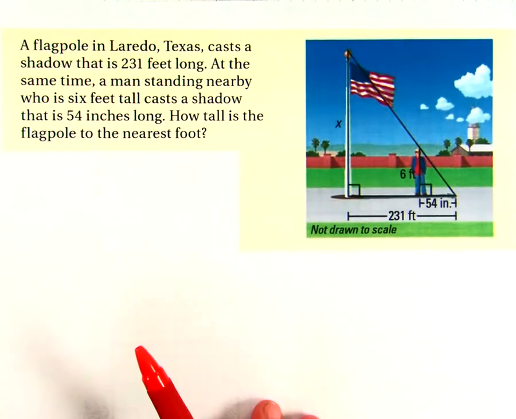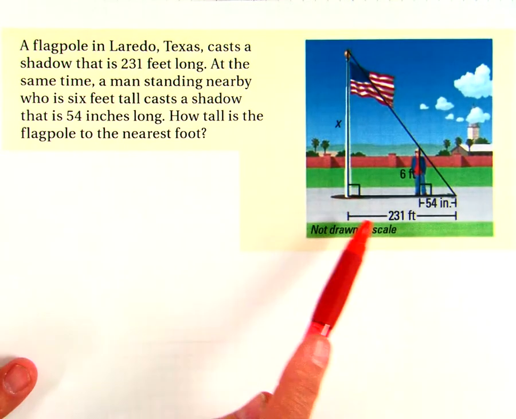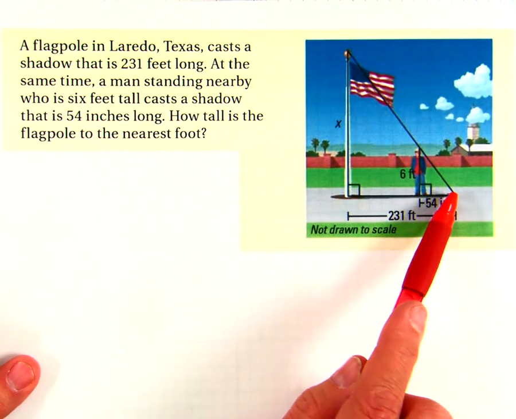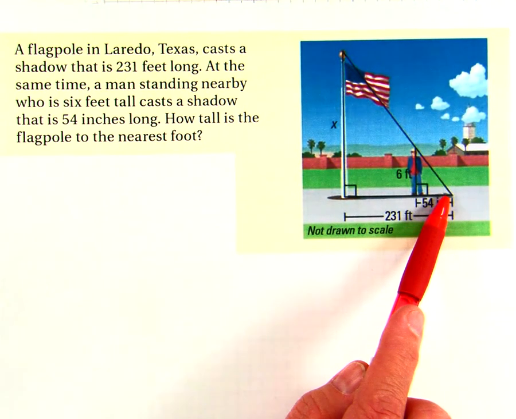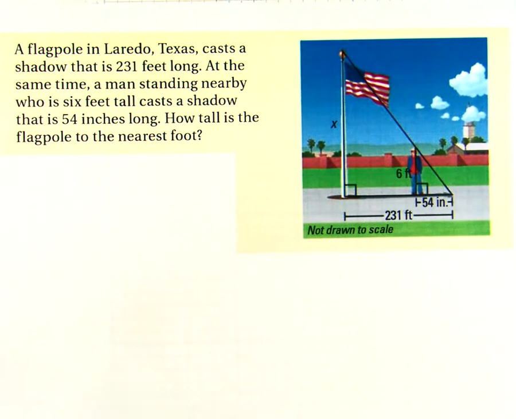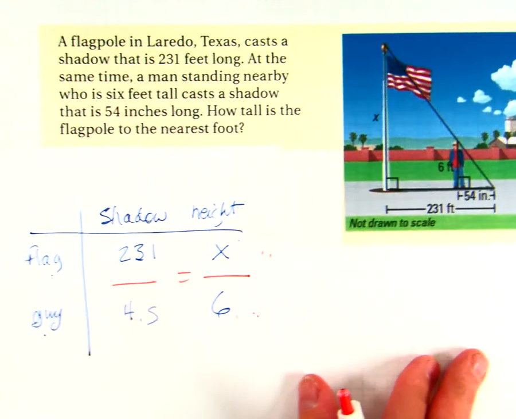Are these triangles similar? Yes, they are. They have the same right angle, and they have the shared angle here. They have two angles, angle, angle, so they are similar. Once they're similar, we know that the sides are proportionate, so we can write a proportion.